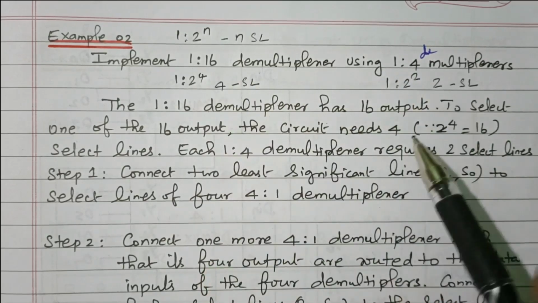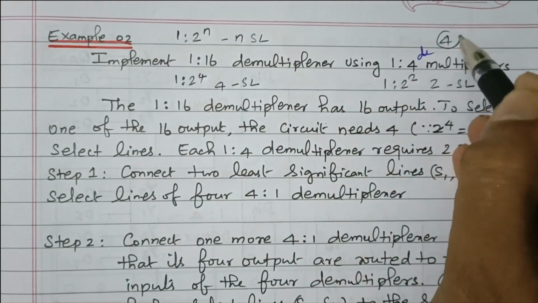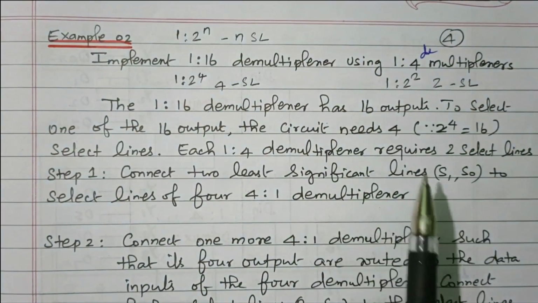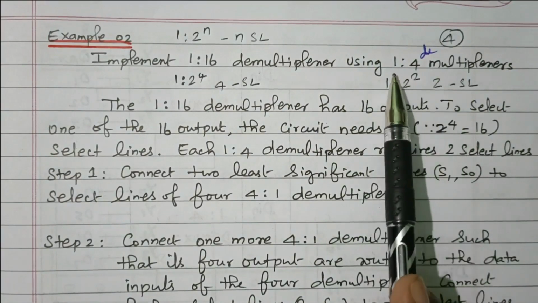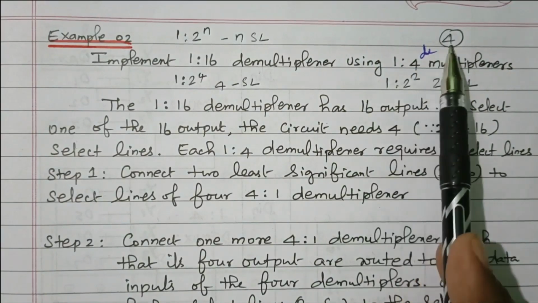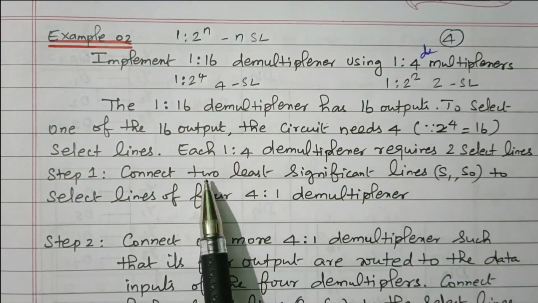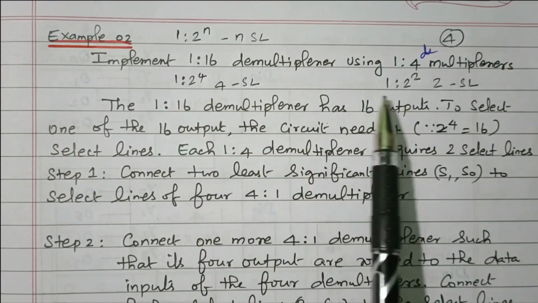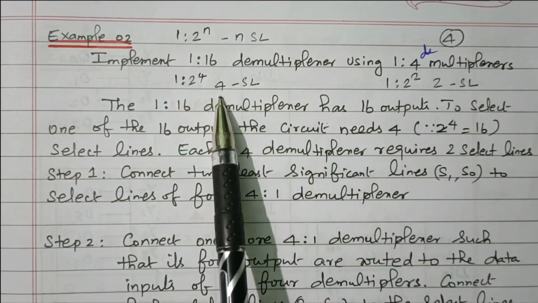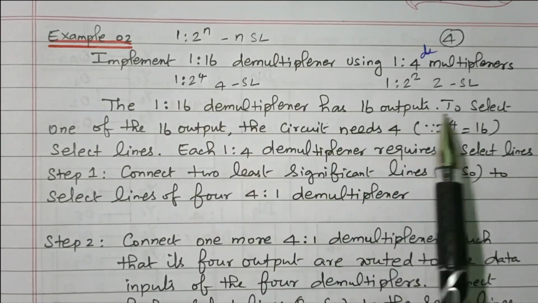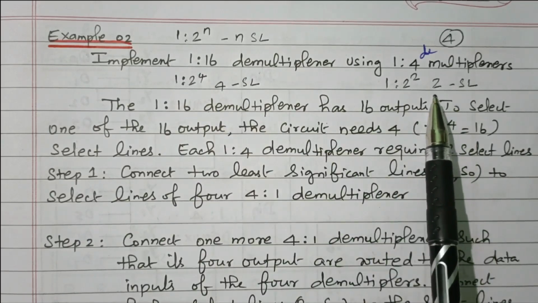So we need to use 4 numbers of 1:4 demultiplexer, so that 4 into 4 will get 16 outputs, right? For both the cases there is only one input. Here 4 selection lines are available, but for each demultiplexer we need only 2 selection lines, right?